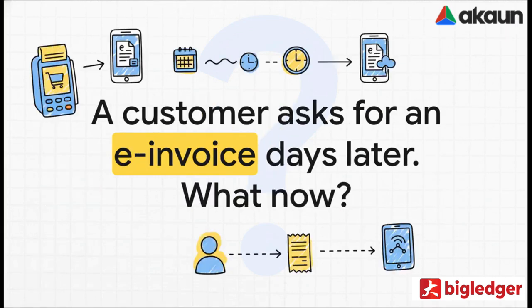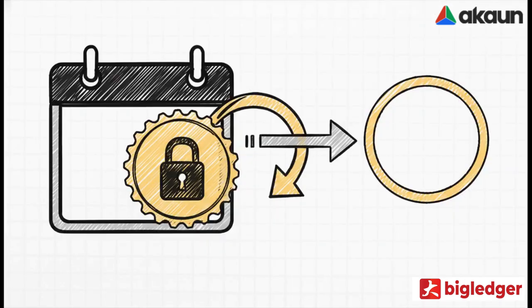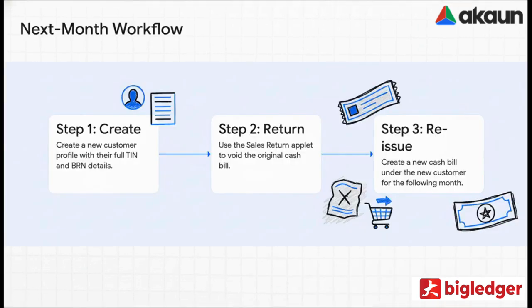Okay, first up, a customer comes back needing an e-invoice for a sale you made to general public. So the key here is timing. If they ask within the same month, it's actually a really simple edit. But what if the month's already over? Well, you can't just edit it, it's a whole different process. It's simple, really. Just create their profile, return the old bill, and then issue a brand new one.